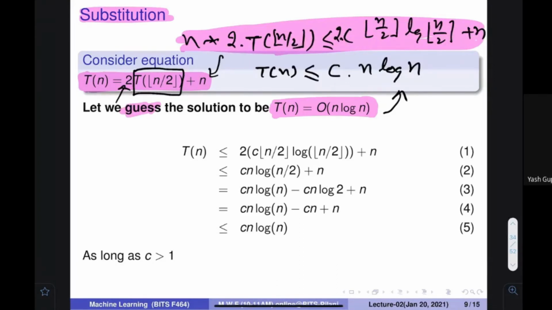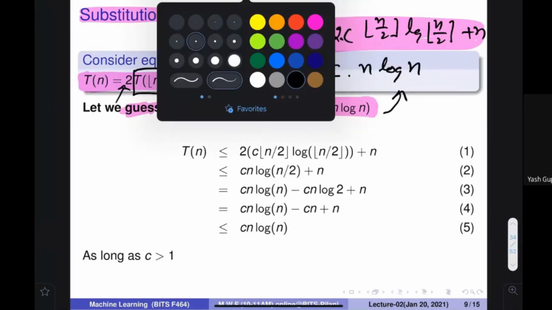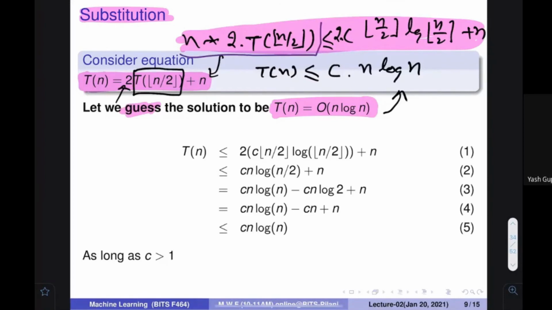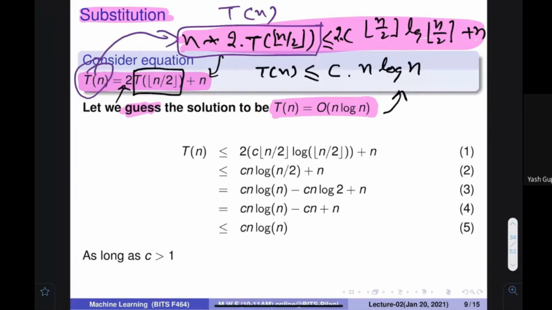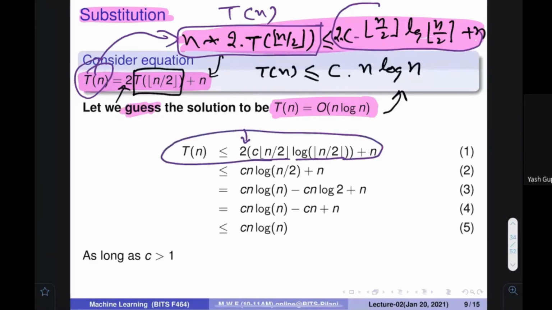So on this side, what I wanted to tell is that I can put Tn here, because it is the direct expression. Using this, I can substitute. I can say that Tn is this part. What is this? 2 multiplied by the constant c multiplied by (n/2) log(n/2), plus n. So everybody, is this line clear? Can you write yes? This line is clear.